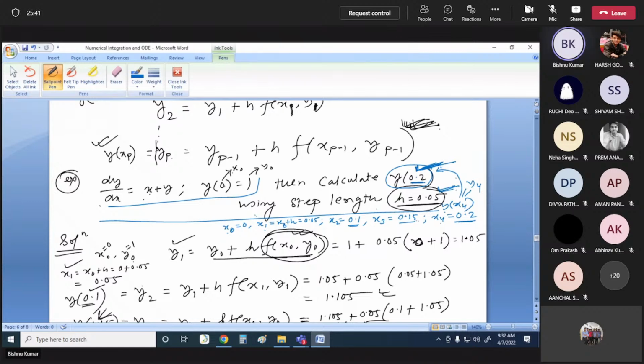Tell me, h equals 0.1. That is the verbal question. H equals 0.1 for the same question, how many iterations do you have to perform? Quickly, you just tell me.